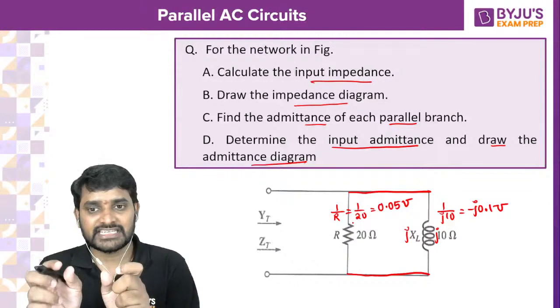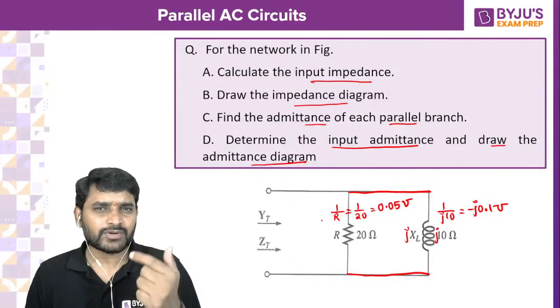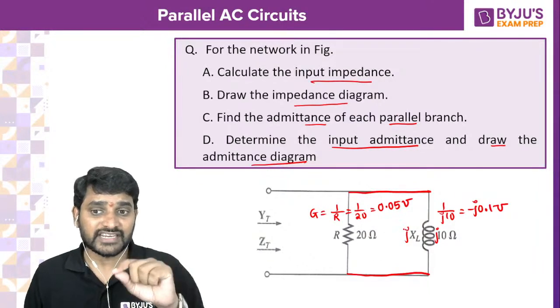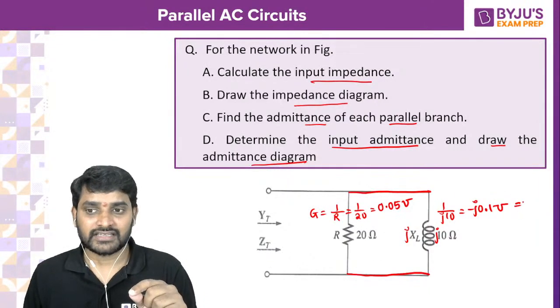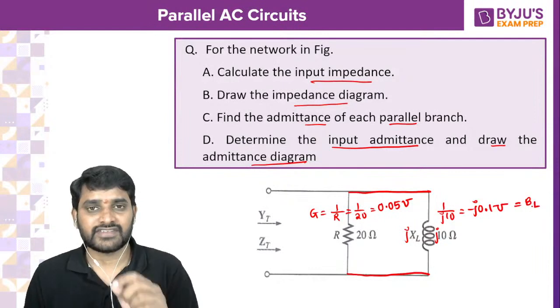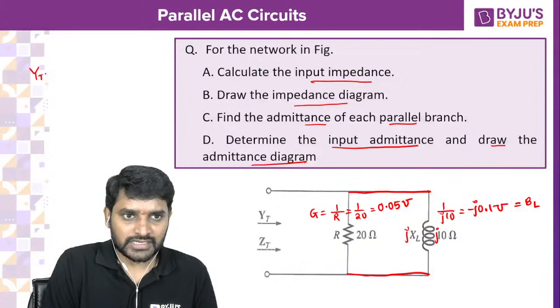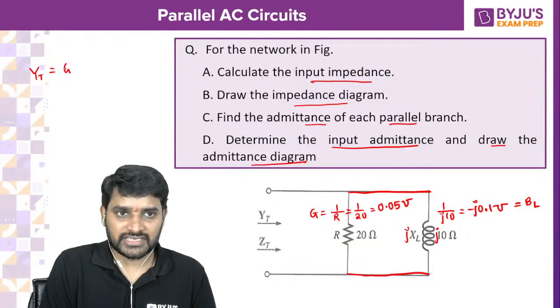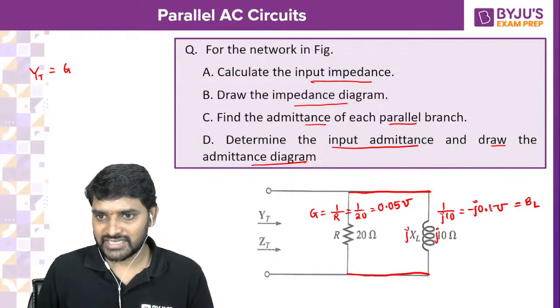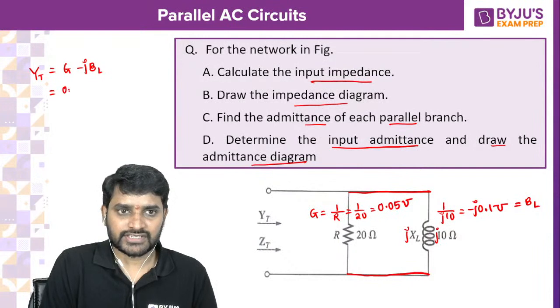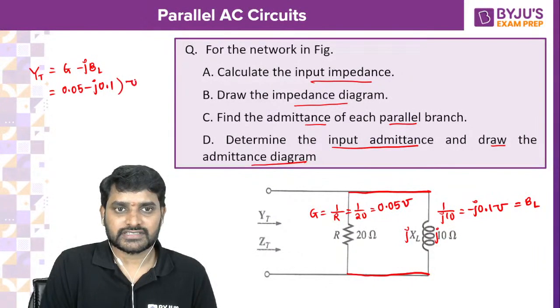The reciprocal of resistance we call conductance, and the reciprocal of inductive reactance we call inductive susceptance. We represent it with B. So the total admittance is going to be G minus jB_L, which is 0.05 minus j 0.1 Siemens.